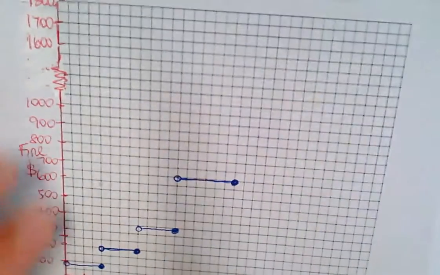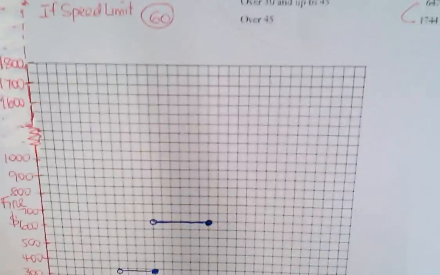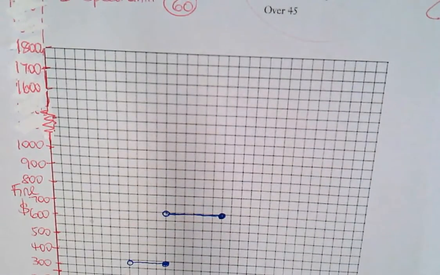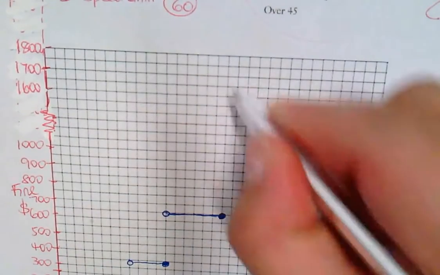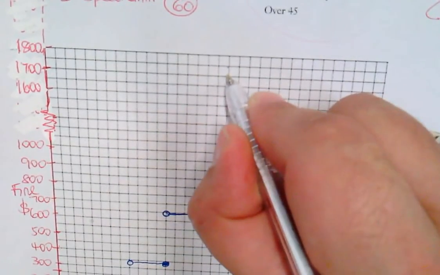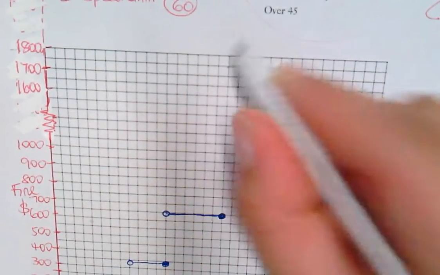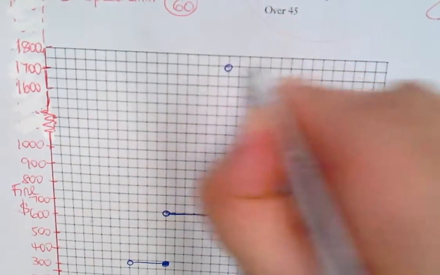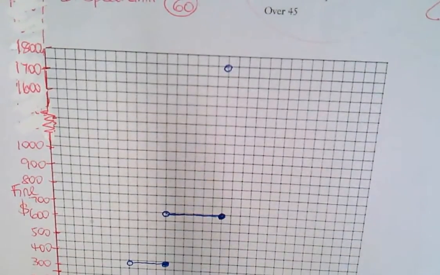Now, girls, in an exam, they wouldn't make you do such a big one. So the last one is 1,744. Do you think that's a bit of a deterrent, not to speed? So that's 1,700, 1,800, 1,750. It's just below 1,750.